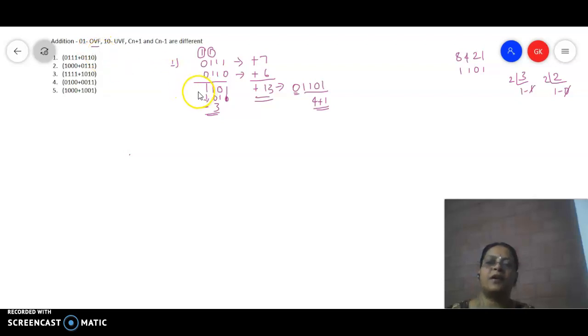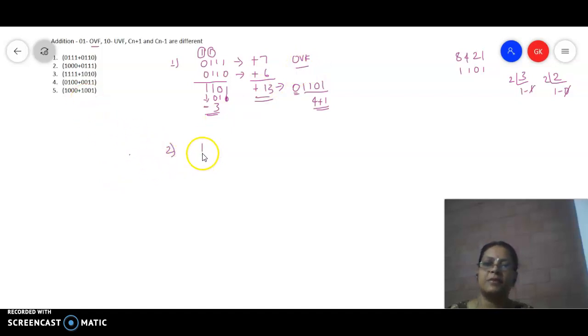Okay, so when you are not able to accommodate the answer, if the answer exceeds the total number of bits required for representing these numbers, then it is called overflow. So this is an example of overflow. Now we will proceed with the next problem. The second problem we will take.